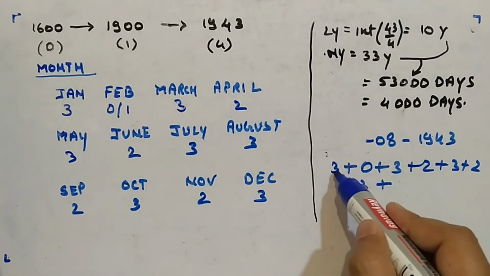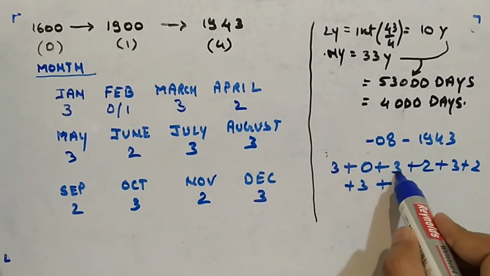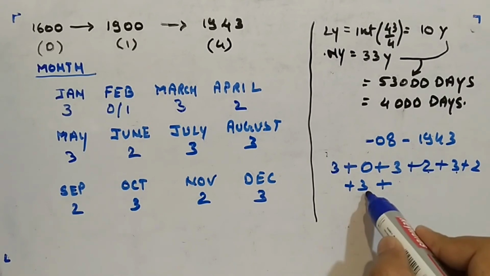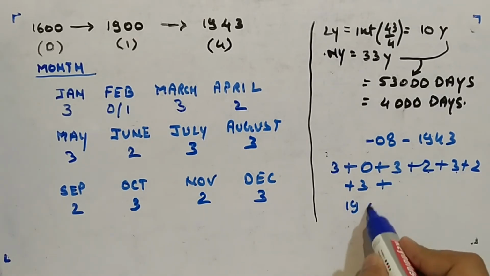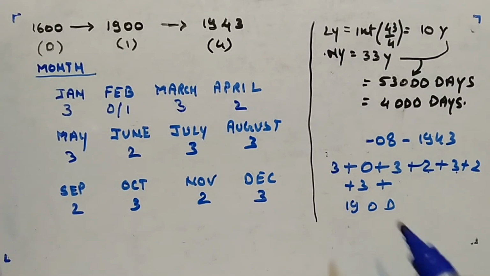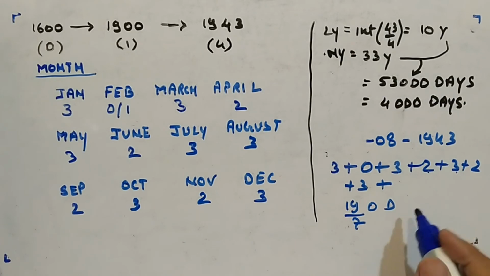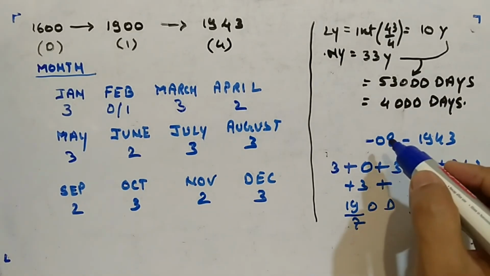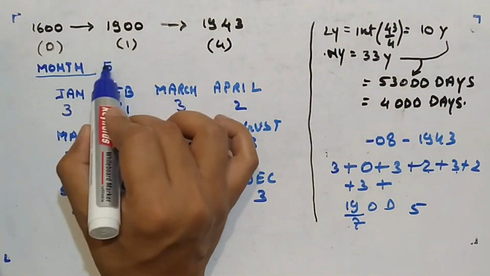So how many odd days are there? 3 plus 3 is 6, 9, 10, 11, 12, 13, 14, 15, 16, 17, 18, 19. 19 odd days are there, but we have only 7 odd days, so divide by 7. 7 into 2 is 14, remainder is 5, right? So for this month we have 5 odd days.